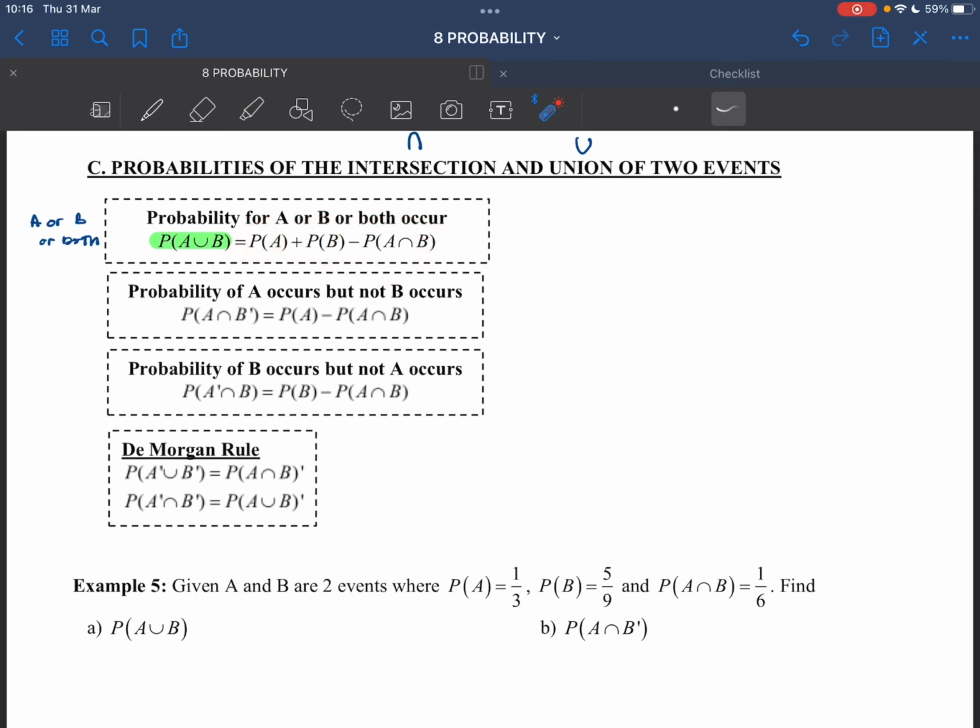Remember that formula. The next one is the probability that A occurs but not B occurs, or in the simplest way, only A occurs. The formula for that is P(A intersect B prime). B prime means B does not occur. So the formula is P(A) minus P(A intersect B). There is no P(B) because B does not occur.